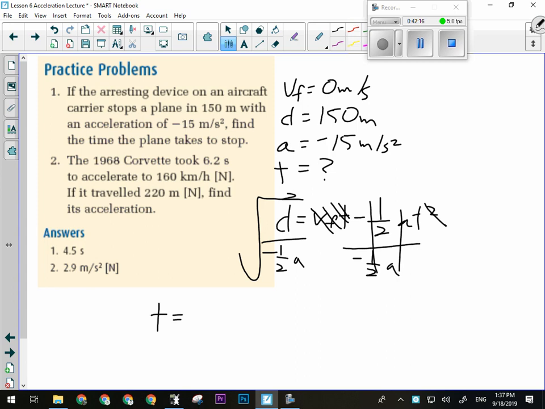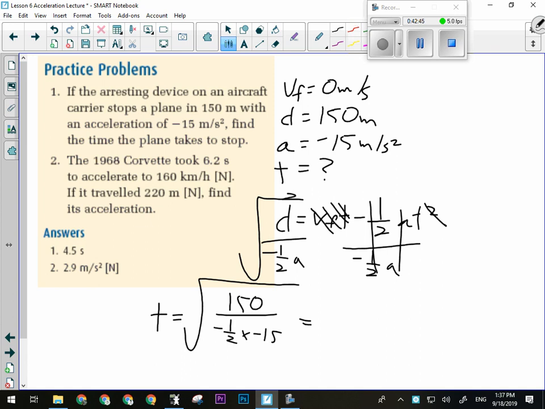So t will equal, in this case, the square root of 150 divided by negative 1/2 times negative 15. Here's where it's super important to remember all the negatives. If I don't keep all the negatives, what will my calculator tell me when I try to do this? Error. It'll say error, because you can't take the square root of a negative number. So if that ever happens, you forgot one of these two negatives.